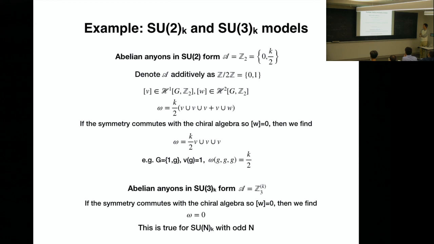Okay. We can do the same computation for SU3 level K, for example. I mean, you can do it for SUN level K. But for SU(n) at any level K, if the n here is odd, so for example SU3, then it turns out that if the symmetry commutes with the chiral algebra, then there's no anomaly at all. So this can be generalized to any other SUN level K with odd n.